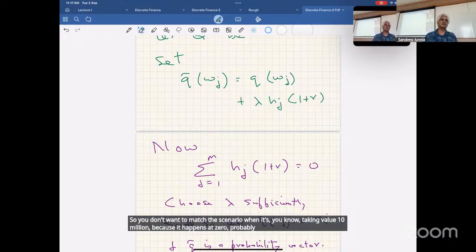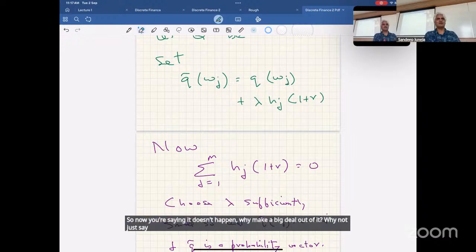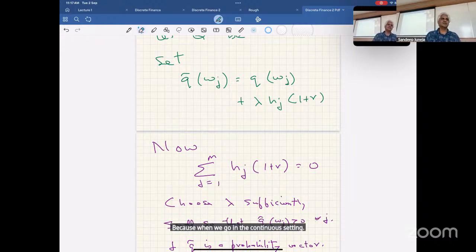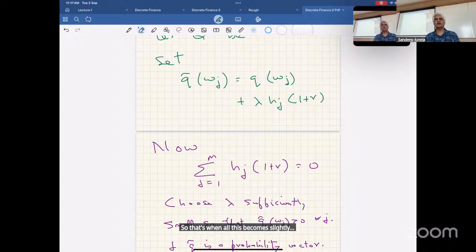It doesn't happen basically. So now you're saying it doesn't happen, why make a big deal out of it? Why not just say wherever these are positive, these are also positive? Because when we go to the continuous setting, these events of probability 0 are important, because when you combine the sand, it becomes positive. Each sand particle has probability 0. So that's when one has to be more careful.